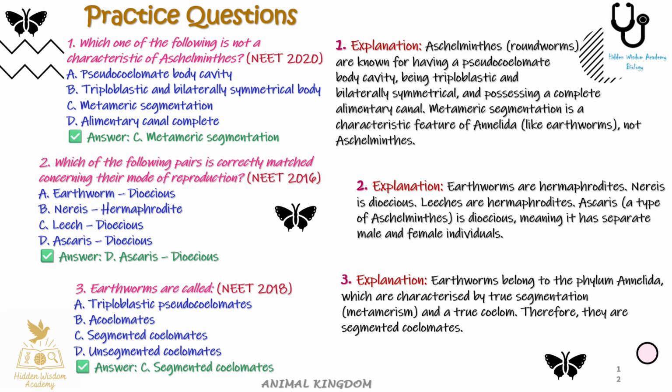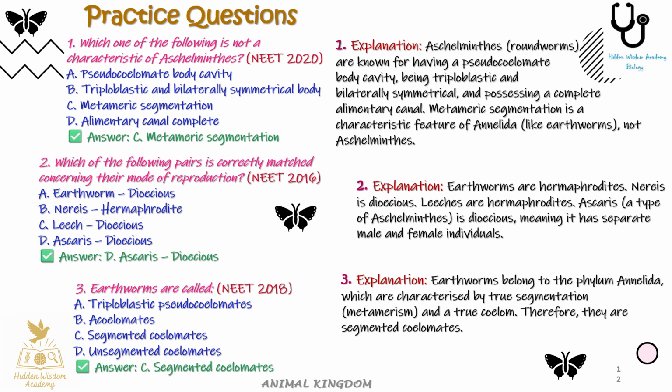Explanation. Earthworms are hermaphrodites, meaning they have both male and female reproductive organs. Nereis is dioecious with separate sexes. Leeches are also hermaphrodites. Ascaris, from Aschelminthes, is dioecious with distinct male and female individuals. The correct answer is option D, that Ascaris is dioecious is correctly matched concerning their mode of reproduction.